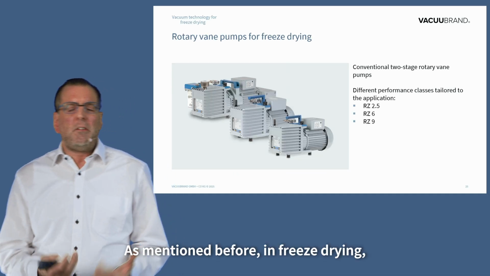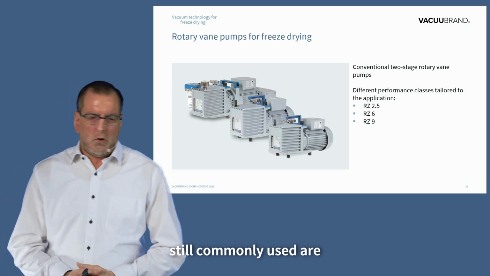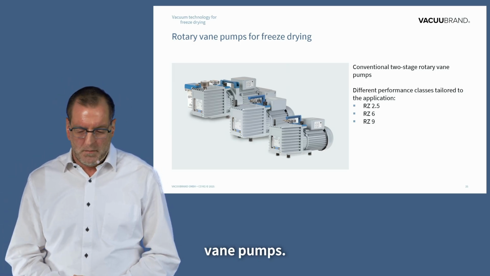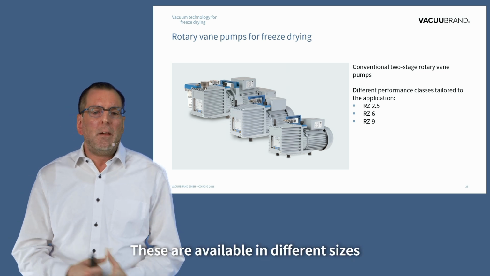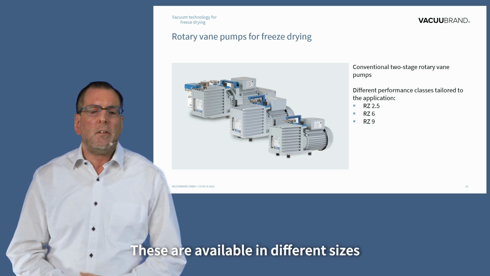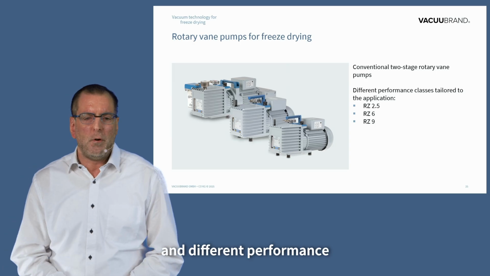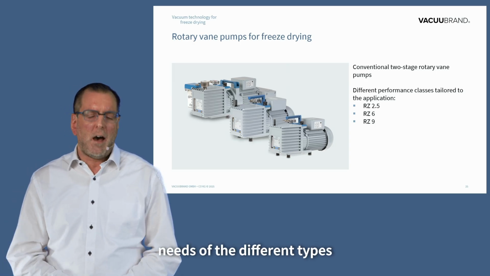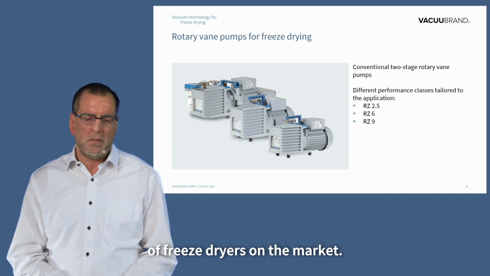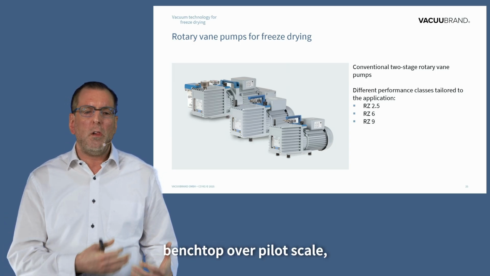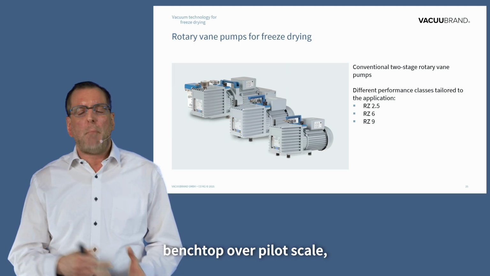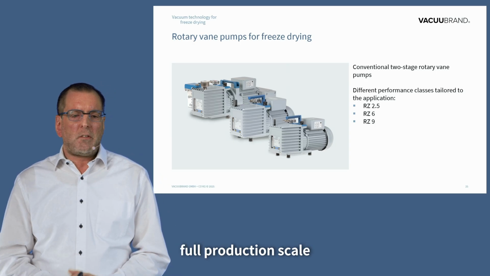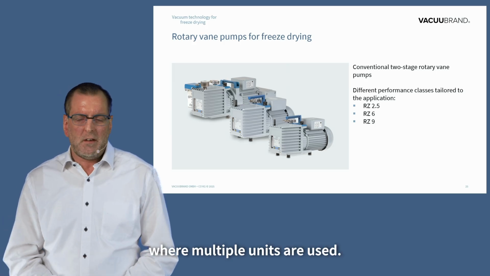As mentioned before, in freeze drying, conventional oil-sealed rotary vane pumps are still commonly used. These are available in different sizes and different performance classes to cover the needs of the different types of freeze dryers on the market, starting from small benchtop over pilot scale, floor standing, up to full production scale where multiple units are used.